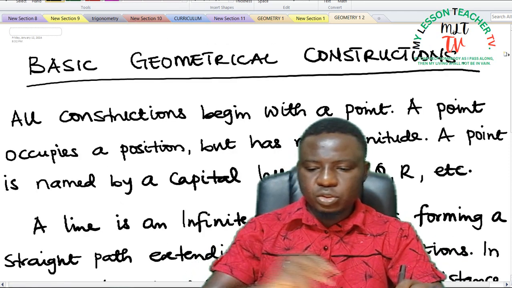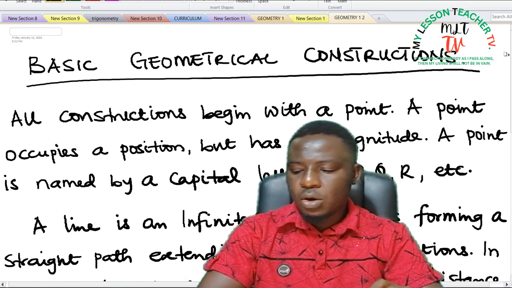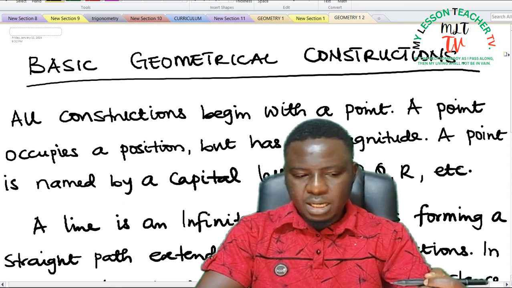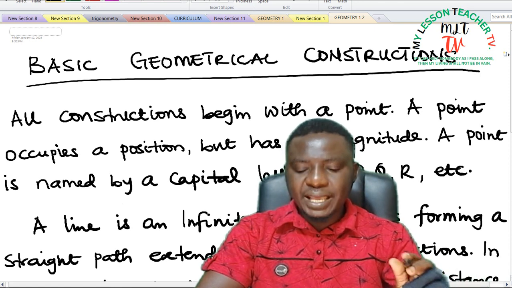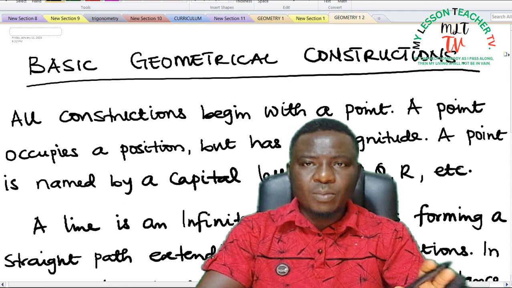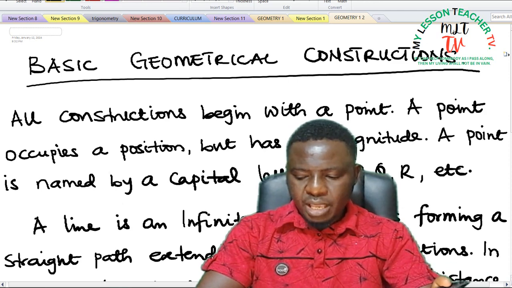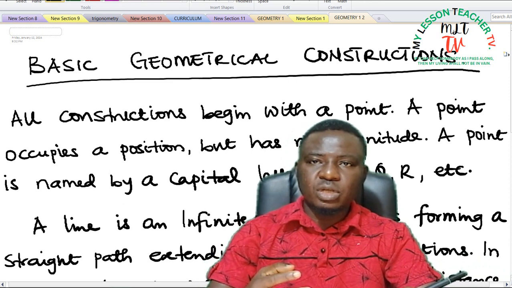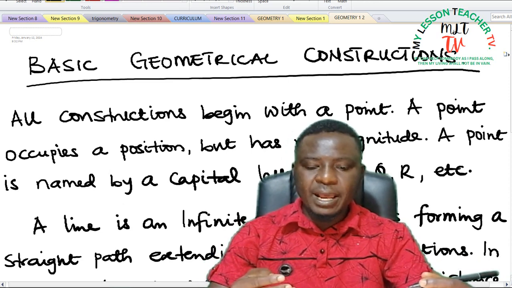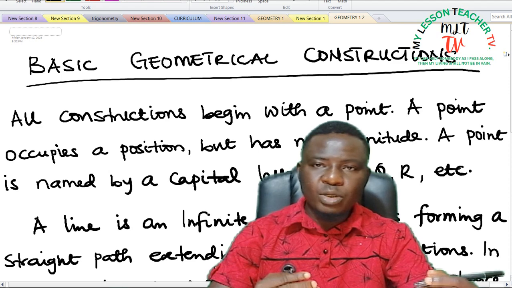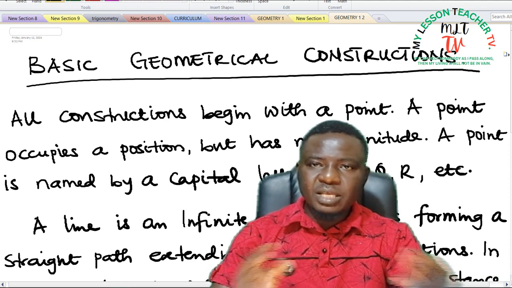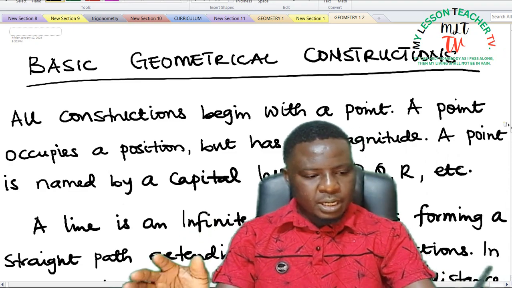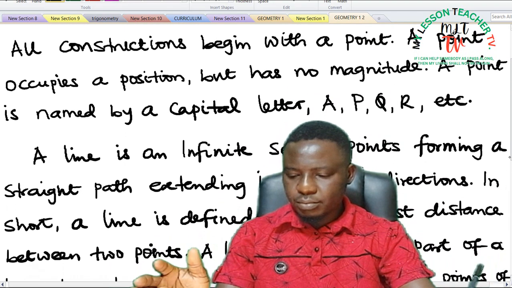Under the basic geometrical constructions, I say that all constructions begin with a point, and a point occupies a position but has no magnitude. A point is named by a capital letter. So in the course of this class, I'll be using words like point A, point P, point Q, point R, etc. These are giving you the location of a point. And this is how they are named.